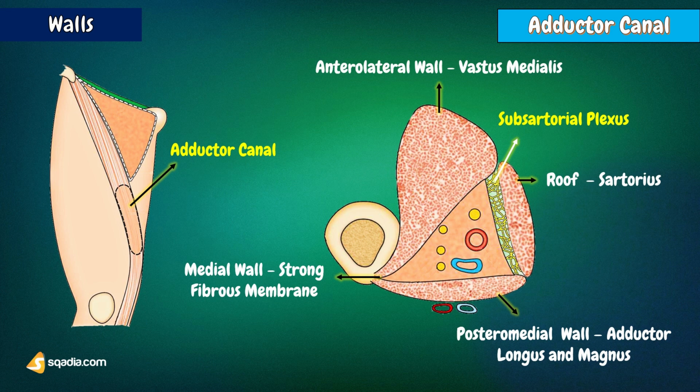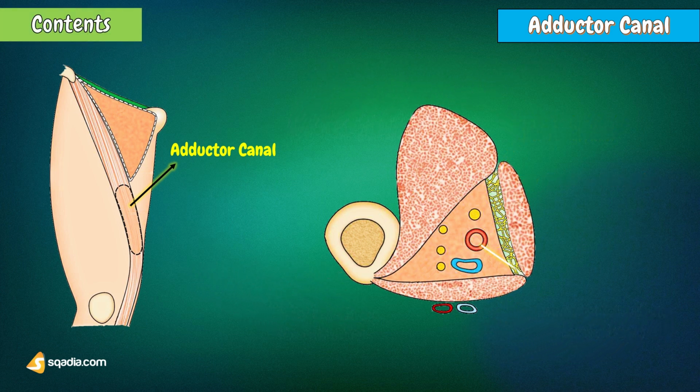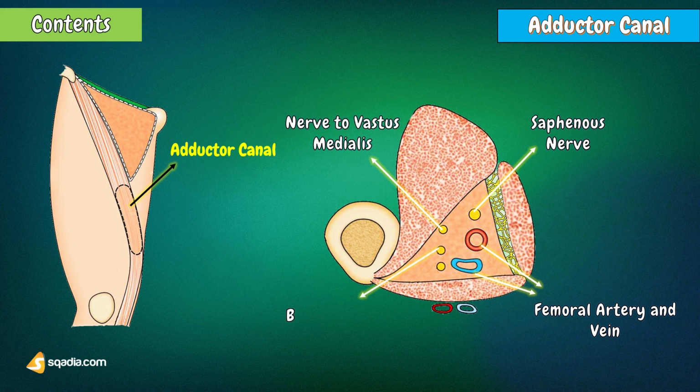The plexus is formed by branches from the medial cutaneous nerve of the thigh, the saphenous nerve, and the anterior division of the obturator nerve. It supplies the overlying fascia lata and the neighbouring skin. The contents of the adductor canal are femoral artery, femoral vein, saphenous nerve, nerve to vastus medialis, and branches of the anterior and posterior divisions of the obturator nerve.